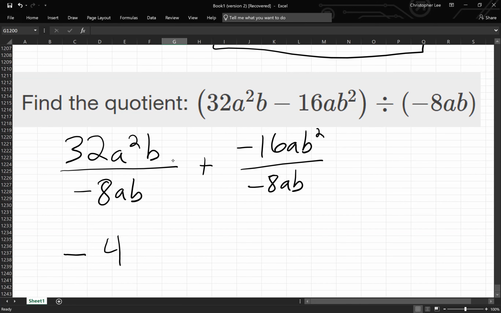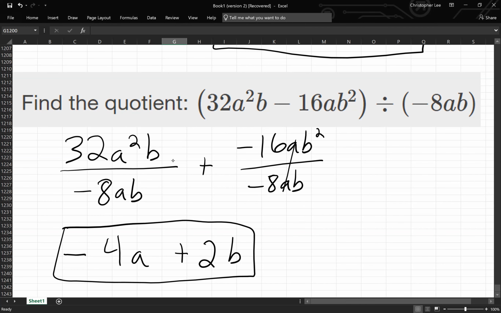A squared divided by a is just a. The b's cancel out. Next, a negative divided by a negative is a positive. 16 divided by 8 is 2. A, and then the b's will cancel out, leaving back just b on the top. And that's it. Questions on this? So separate them, divide them out the way you normally would, and then that's it.